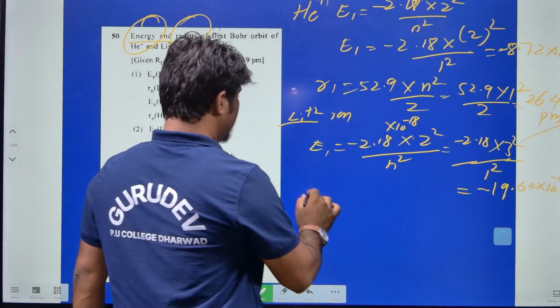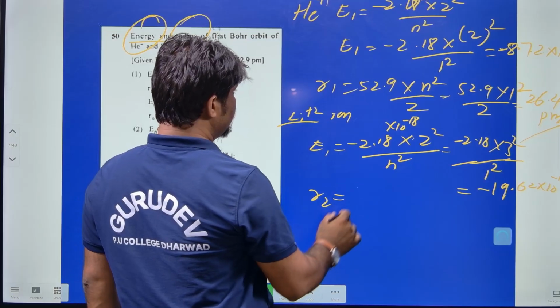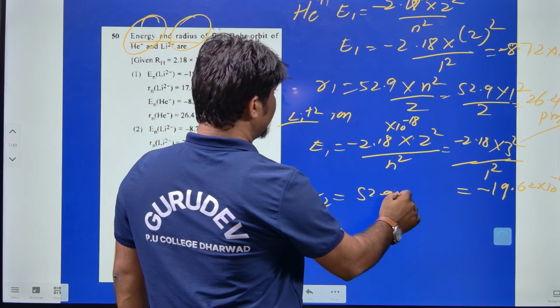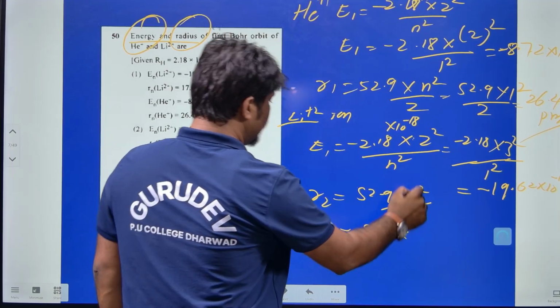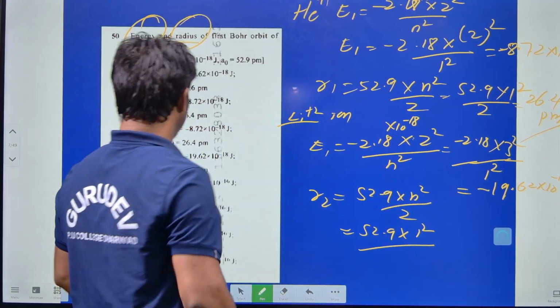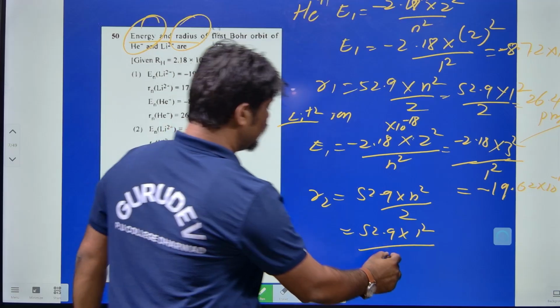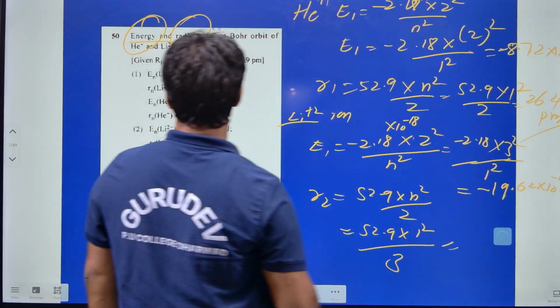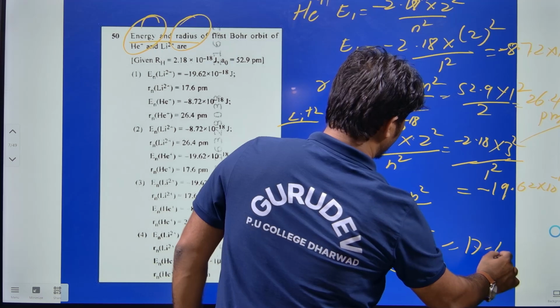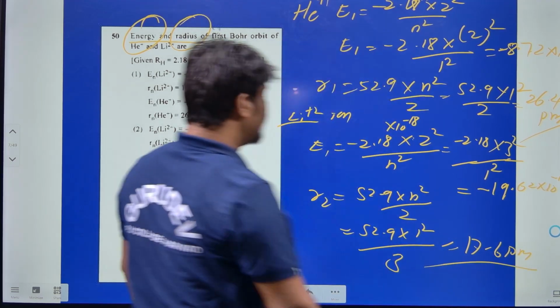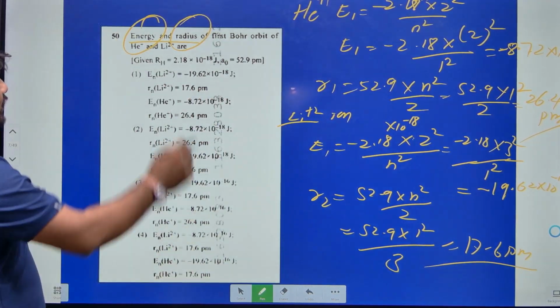So at last I can get the radius of the lithium ion is equal to 52.9 into n square divided by z, that is 52.9 into 1 square divided by z. For the lithium, z is 3, which on further simplification I can get 17.6 picometer. So ultimately I get the answer.